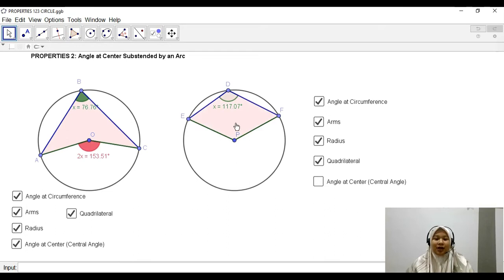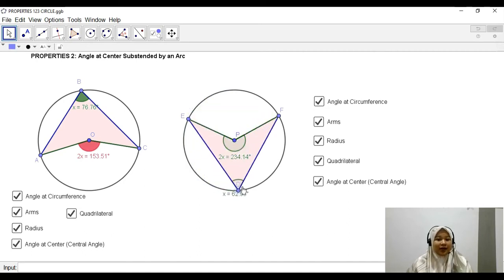So here is our quadrilateral. So our angle at center will be outside the quadrilateral. Hence, the relationship is 2x. 2 times 117.07, then we will get 234.14. If you move point D and make it the same as the first diagram, it will be a bit different. The angle here will be inside the quadrilateral.